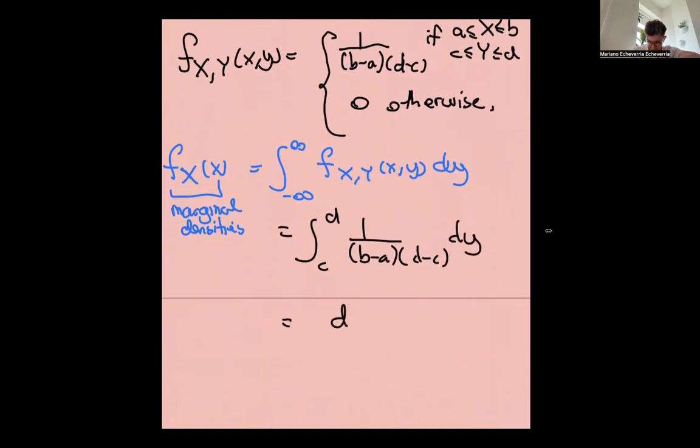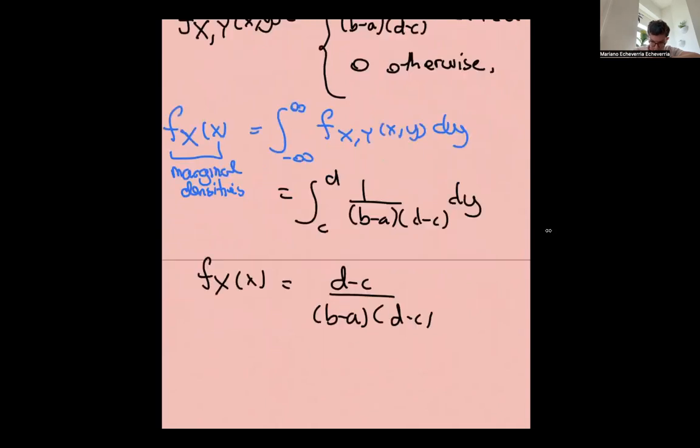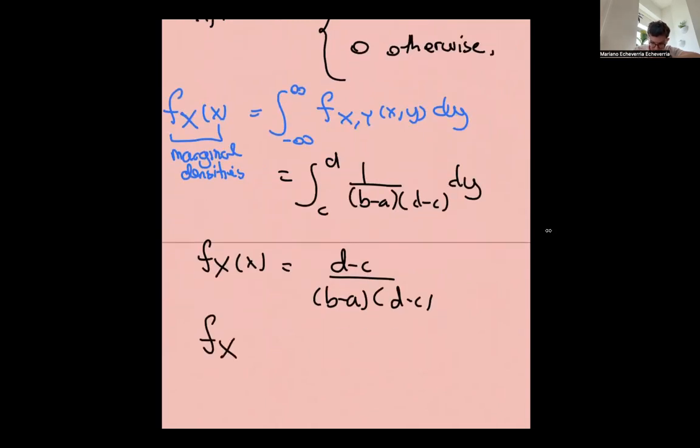And so this gives you (d minus c) over (b minus a)(d minus c). And so that means that the marginal density for x is 1 over (b minus a). Okay, so what is that? That is a uniform distribution for x, right?